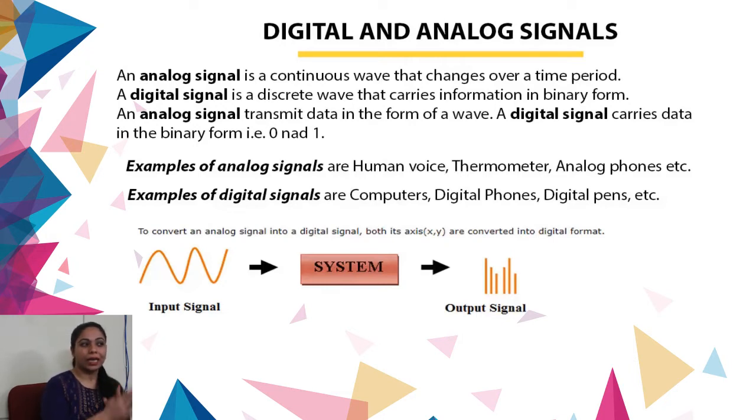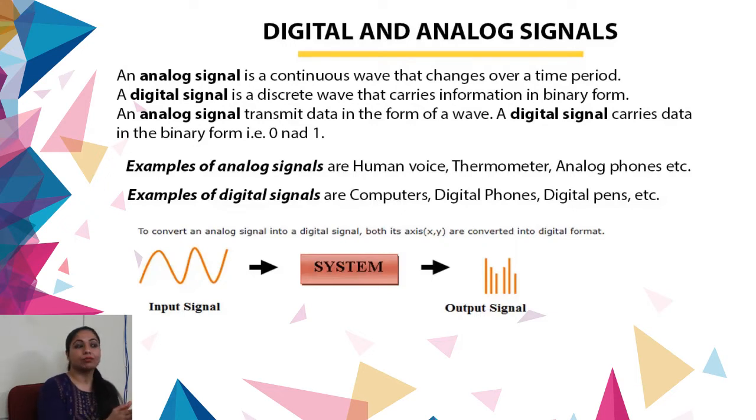So an analog signal is a continuous wave that changes over a time period. The basic thing about analog signals is that it is in the form of a wave. For example, a voice that is being created or generated transmits from one place to another in the form of a wave, and this sort of wave formation of the voice is called the analog signal.